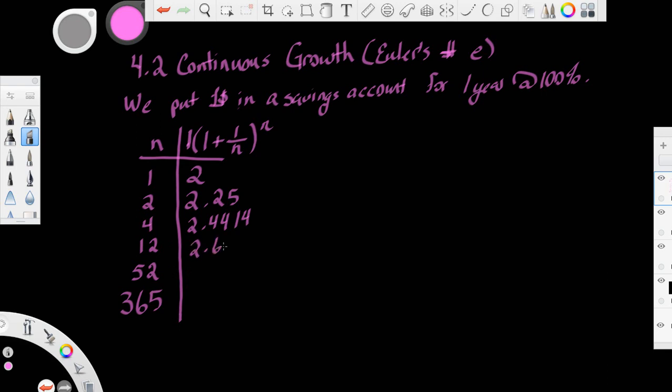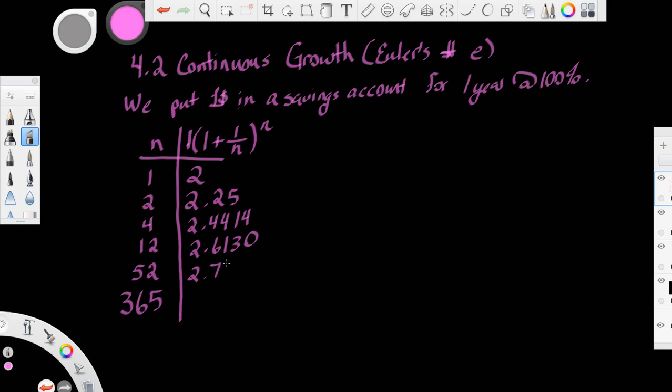So after 4 times, it's going to be 2.4414. After 12, it's going to be 2.6130. Now, as you can see, we can already tell that it's not increasing that much. It only went up a quarter and then less than 20 cents, and then still not very much after 12 months. Even when we go from 4 to 12, we still increase less than 20 cents.